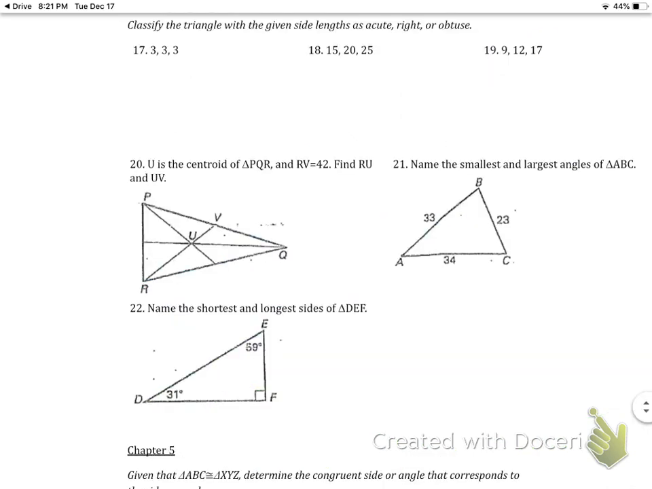Okay, this is talking about classifying the triangle with the given side lengths as acute, obtuse, or right. So remember, this is where we take our biggest side, we square it. All of these are 3. And then we square the other 2 and we see what is bigger. So we have 9 compared to 9 plus 9, which is going to be 18. Well, you see that that other side is smaller than the 18, so this has to be acute.